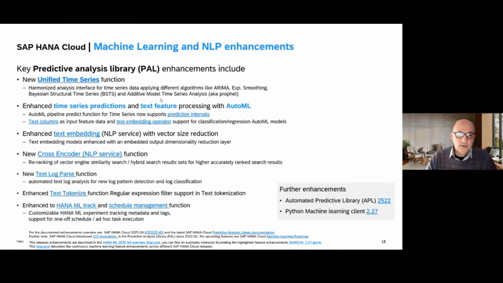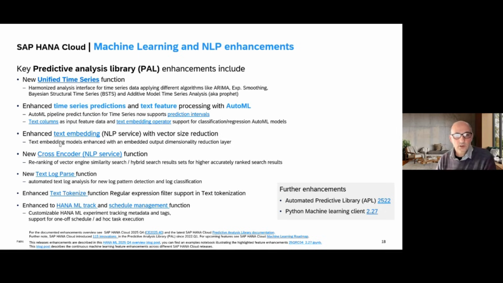For AutoML, we have a couple of enhanced capabilities, like prediction intervals for time series AutoML models. And a key highlight in this release is that we can feed raw text columns into our AutoML models for classification and regression scenarios. We will see that in a second in more detail, as well as the next two items.